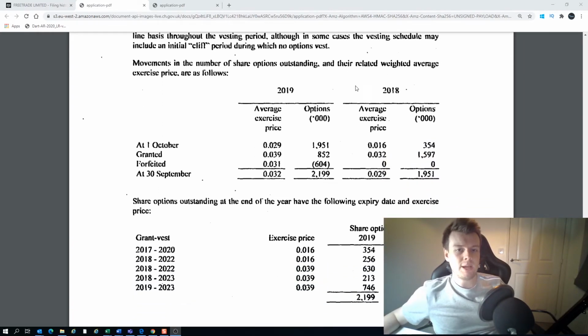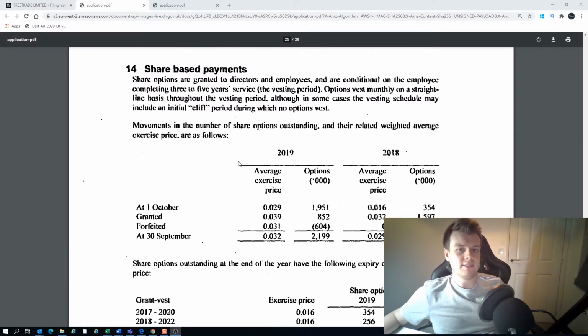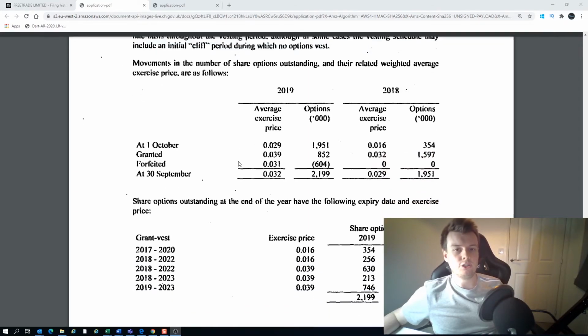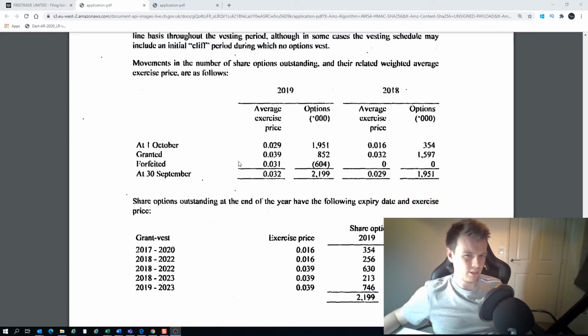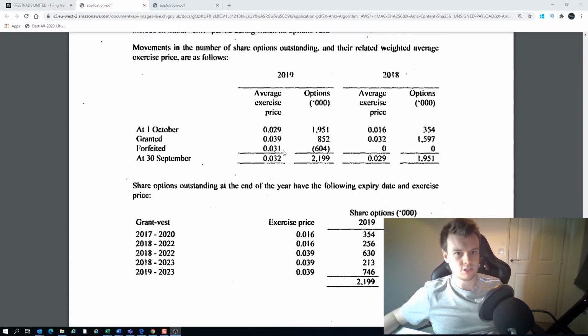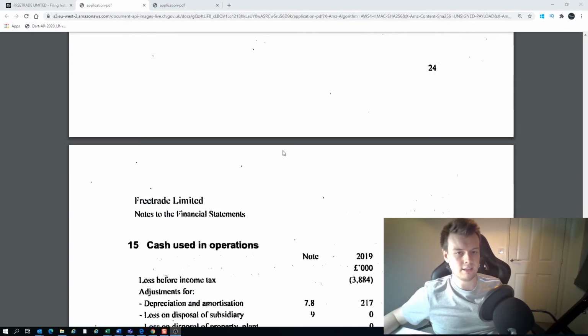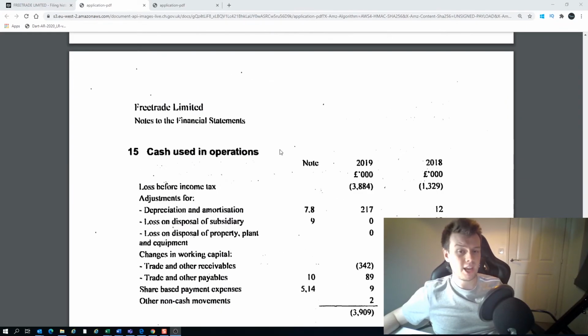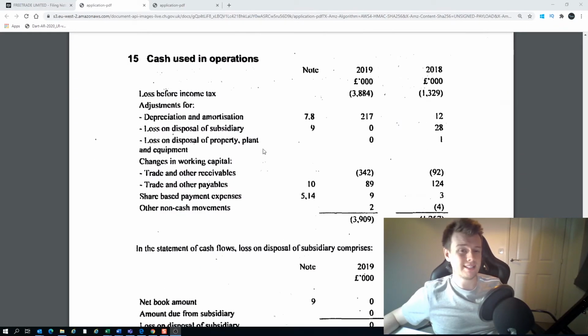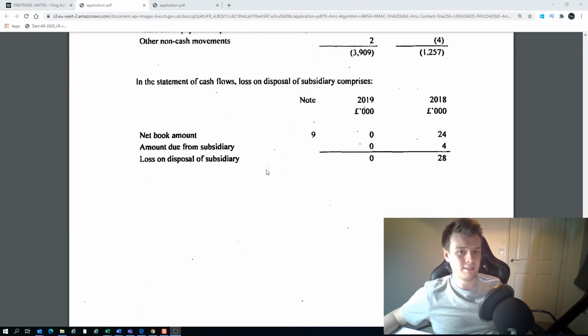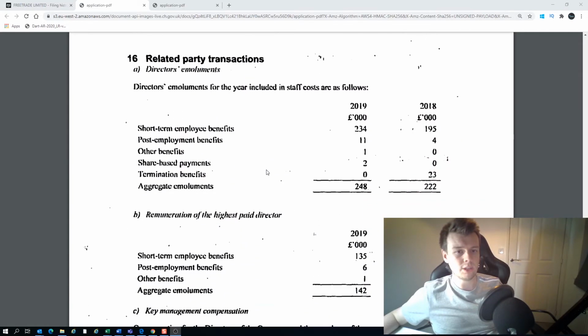Then you've got share-based payments, which are effectively incentives to directors and employees to hit a certain performance level of the business or hit certain targets that are dictated to them to meet the criteria. We then have cash used in operations, which is effectively a reconciliation from the loss before tax, taking out anything that's non-cash related. Nothing too interesting there.